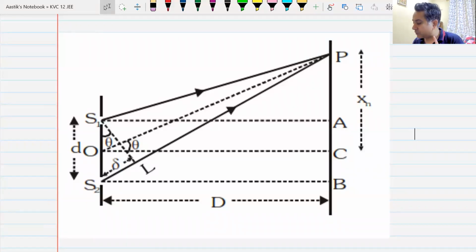Now what are the important points in this diagram? Please look at this. These are the two sources, S1 and S2. We see this, hopefully. These are created from a single source. S1 and S2 are the two sources. Then the next thing that you have to understand is D. Small d is the distance between the two sources. Capital D is the distance between the source and the screen that is put here. Everyone understands this?